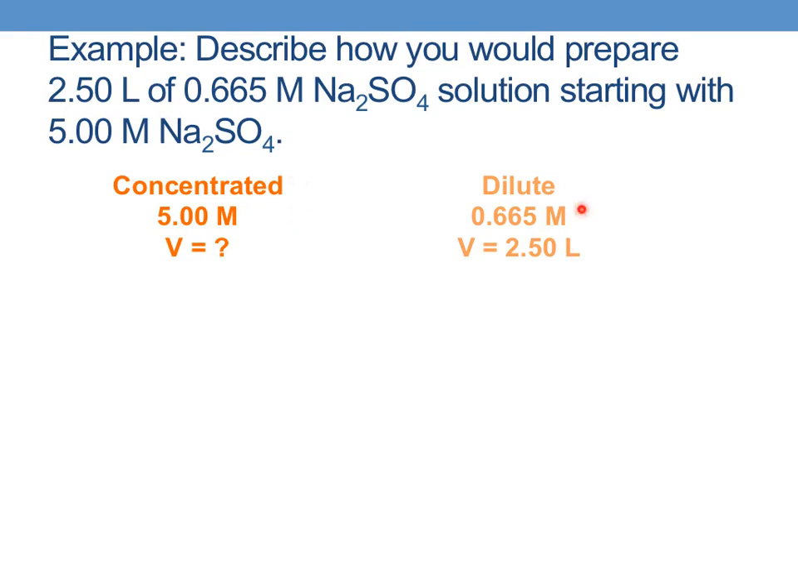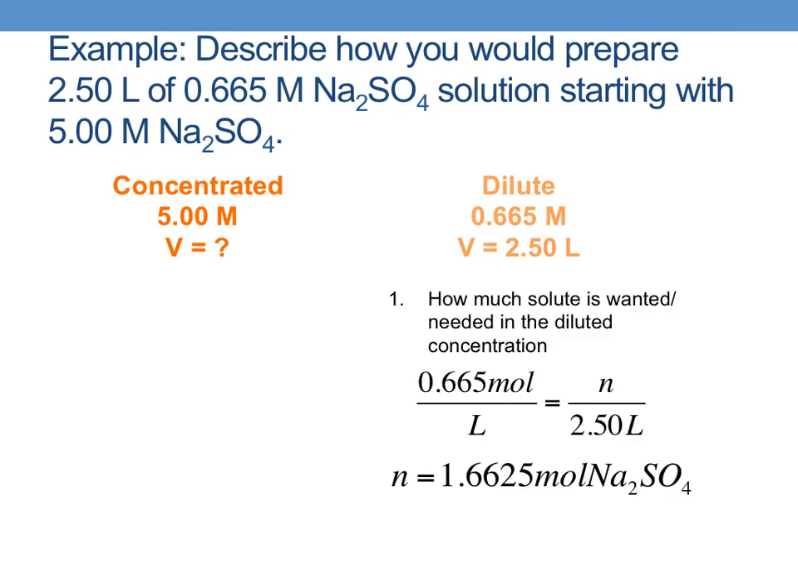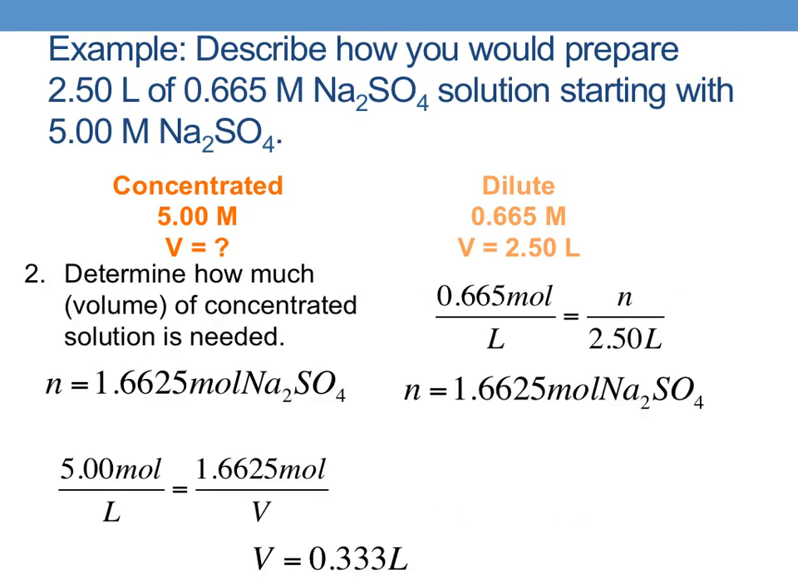If I know the molarity of our dilute solution and the volume of our dilute solution, I can calculate the moles of the dilute solution. Once I know the number of moles of our dilute solution, I know it's the same as the number of moles for our concentrated solution. Once I know that and my concentration, I can then solve for the volume. But I'm not done yet because it asks to describe how we would prepare this solution.